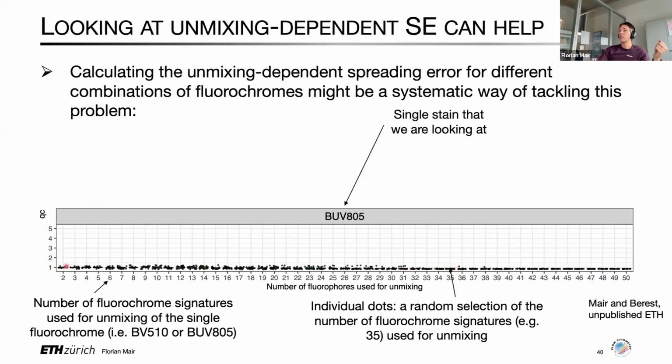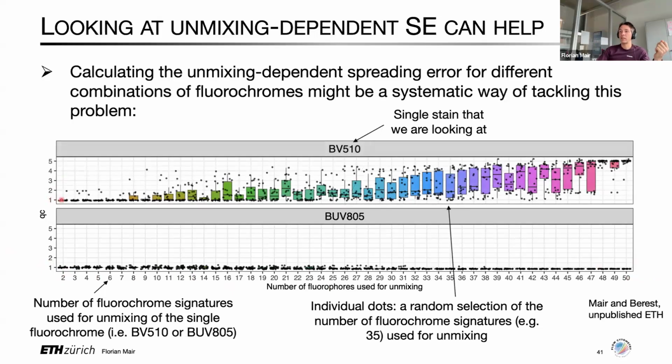And what you can see here is that for BUV 805, basically nothing changes in the RSD of the negatives, no matter whether you unmix it with 2 colors, 10 colors, or 50 fluorochrome signatures. But if you look at BV 510, for example, you can see this increase in noise, increase in variance of the negatives or unmixing spreading error up to 5-fold.